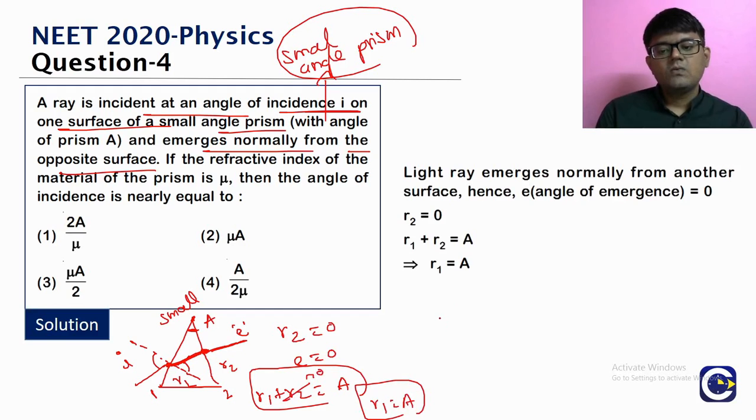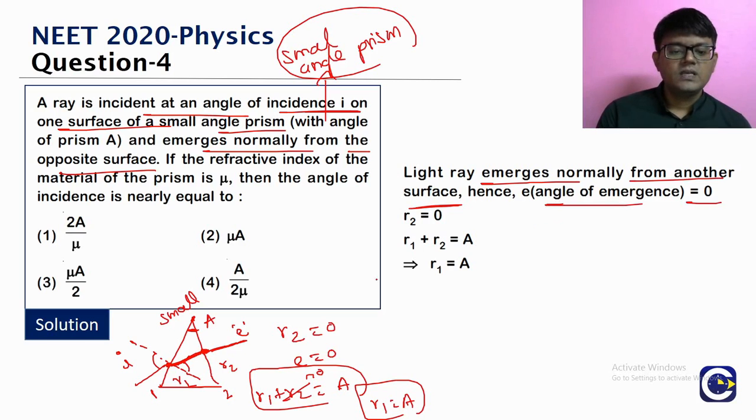So look at it. What are the things we have? When the light ray is emerging normally from the second surface, the angle of emergence is 0. Angle of emergence is 0 means the corresponding incidence also will be 0. So E is 0 means R2 is also 0. But what we have? R1 plus R2 is equal to A, the angle of the prism. So R1 is equal to A.